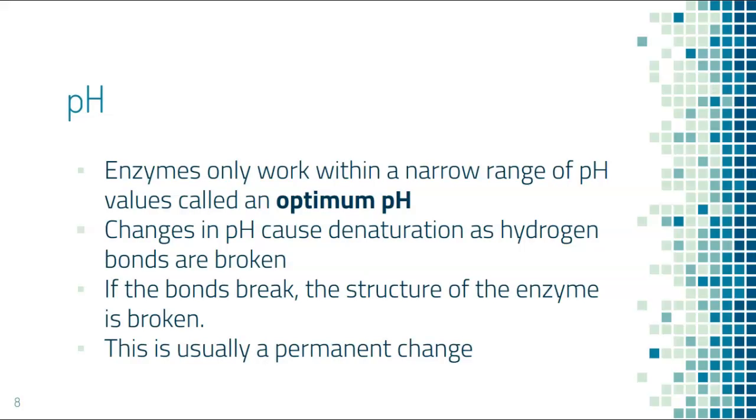And then again, pH, we sort of talked about this. Every enzyme has an optimum pH. It just is wherever you are working the best, that's your optimum pH. When you change the pH, you're breaking the hydrogen bonds. When you break the hydrogen bonds, again, you're breaking the protein structure. You can't get it back once you break that structure. It's usually a permanent change. Once those bonds are broken, they're broken for good. And so then you'd have to build a new protein to get that enzyme back.